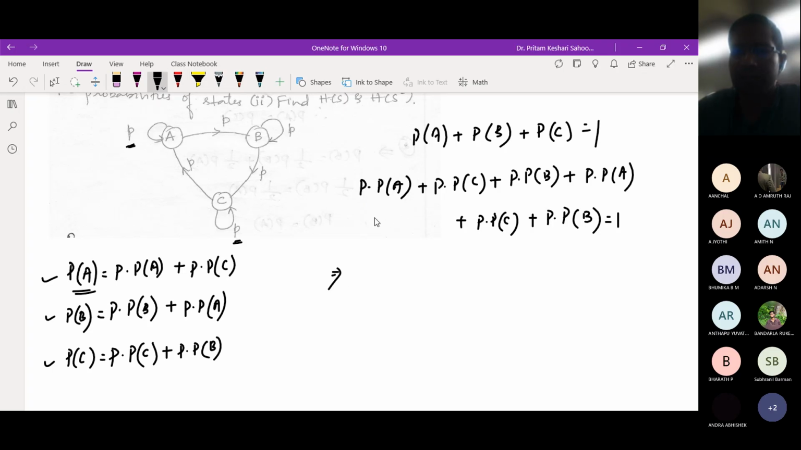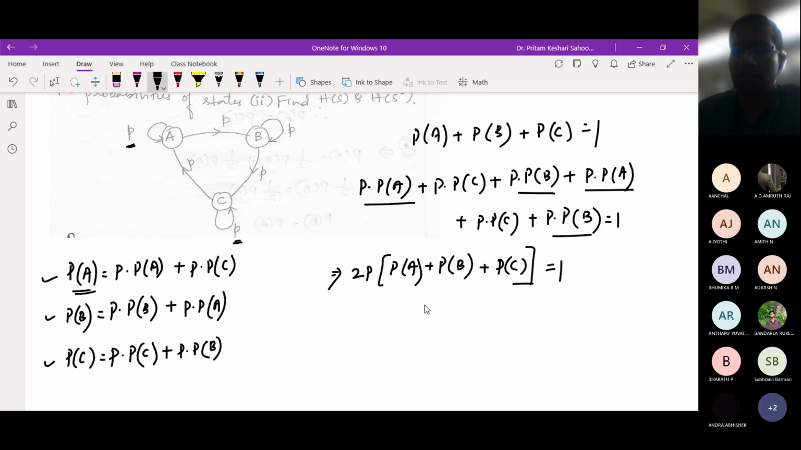This is P into probability of A, and this is P into probability of A. So it will be 2P into probability of A. This is P into probability of B, this is P into probability of B. So this we can write 2P into probability of B, and so on like that. By taking 2P as common, it will be the sum of all: probability of A plus probability of B plus probability of C.